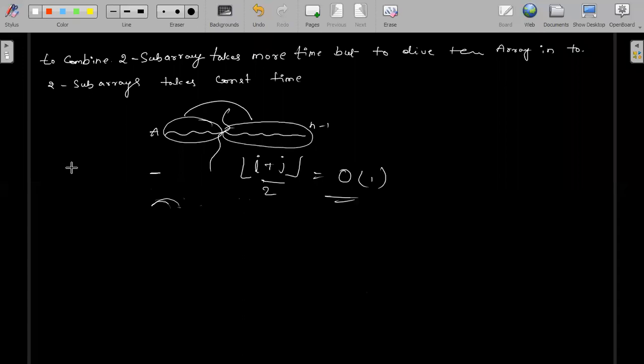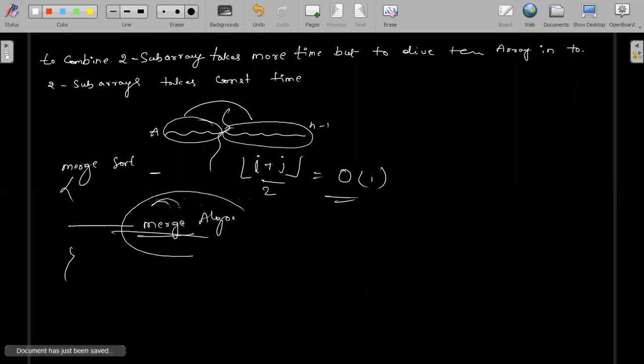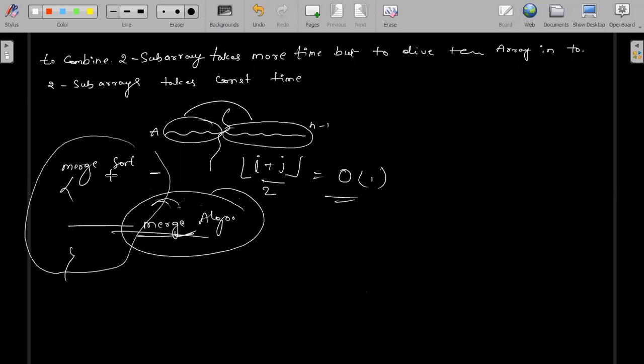There is an algorithm, the merge sort algorithm. Inside the merge sort algorithm, there will be one more algorithm that is called the merge algorithm. Understood, everyone? This is a very, very important line I'm talking about. Just now, I'm talking about only the merge algorithm. I haven't discussed anything about the merge sort algorithm. So we will see this one.